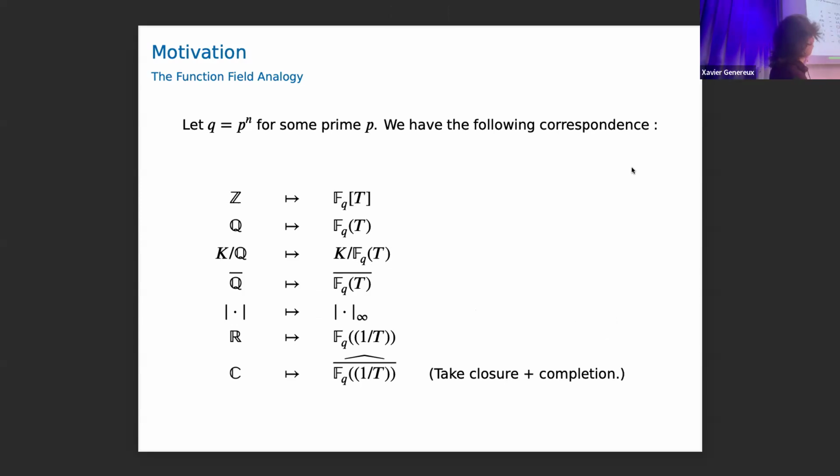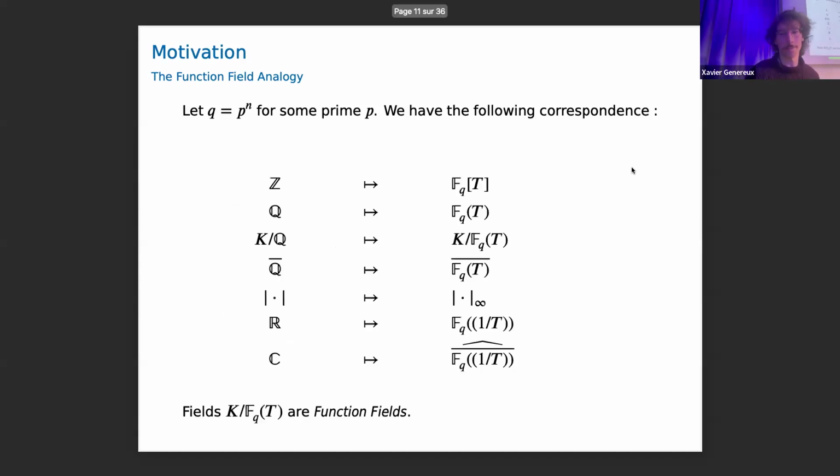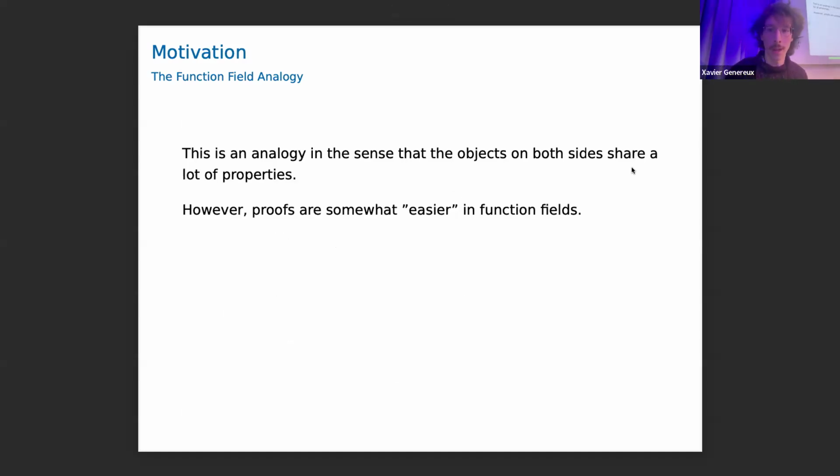Then you have all of these objects matching on each side of the analogy. I just want to say what function fields are. They are these finite algebraic extensions of my field of rational functions. So every time I talk about function fields, you can just imagine the simplest case, F_q(T). So this is an analogy.